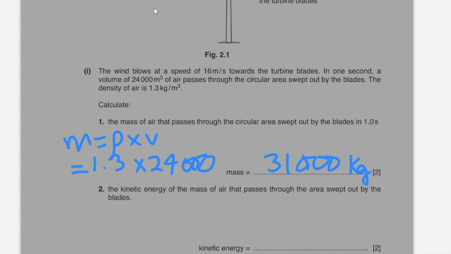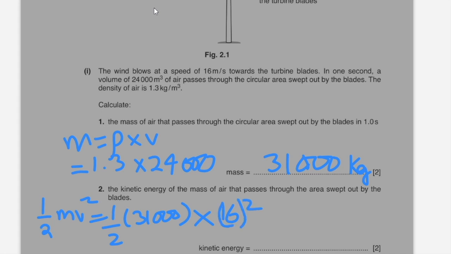To the kinetic energy of the mass of the air that passes through the area swept out by the blades. Right. So we have the formula of kinetic energy as half multiplied by mass into velocity square, and that is equal to half into mass, which is 31,000, multiplied by velocity, which is 16 given in the question, squared, and this gives the answer as 4 into 10 to the power of 6 joules.